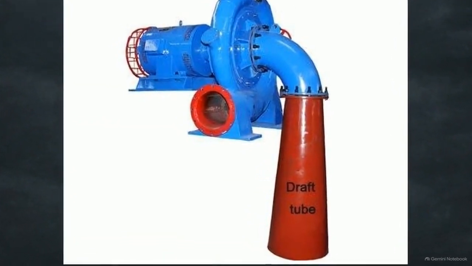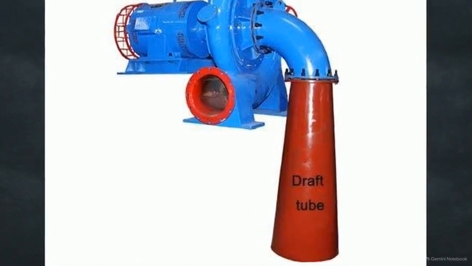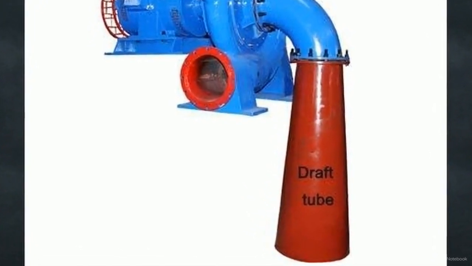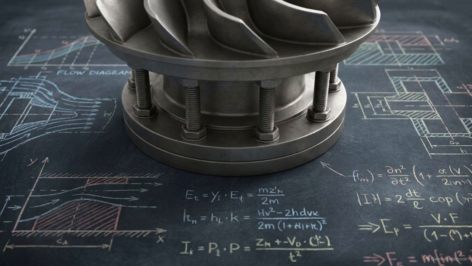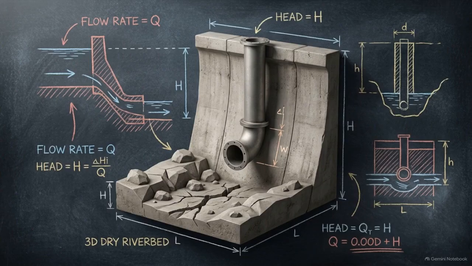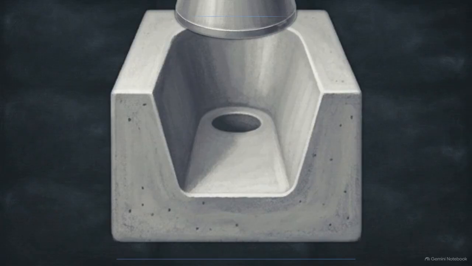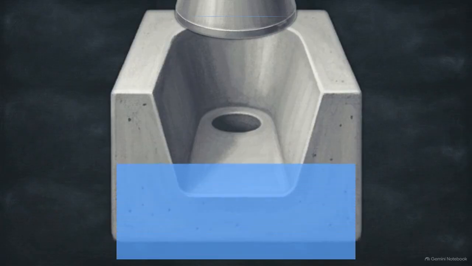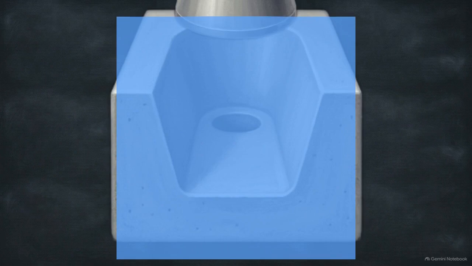On a real-world reaction turbine, it's this prominent red cone-shaped component bolted directly beneath the blue casing. The wide top flange connects exactly at the runner exit, catching the water the instant it leaves the turbine blades, and routes it downward. Crucially, the bottom opening of this tube does not hang in the air. It must sit completely submerged below the water level of the downstream discharge area, the tail race.